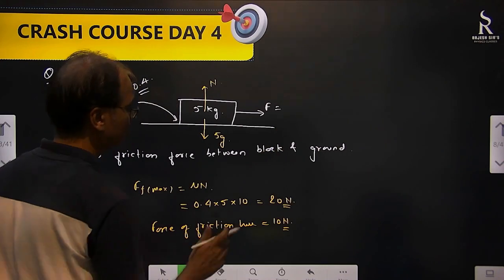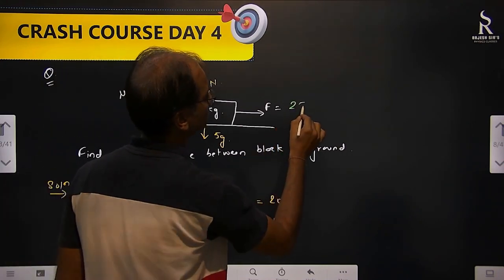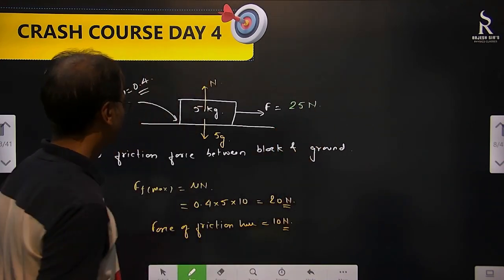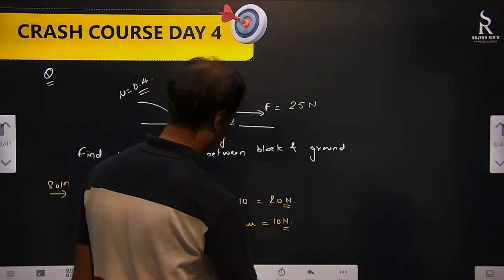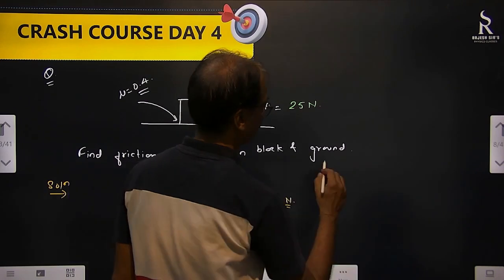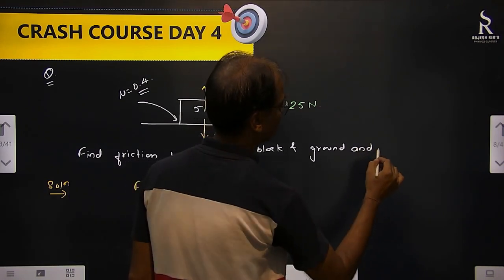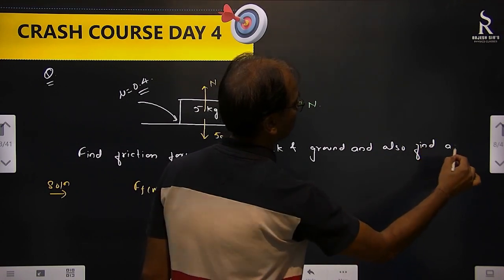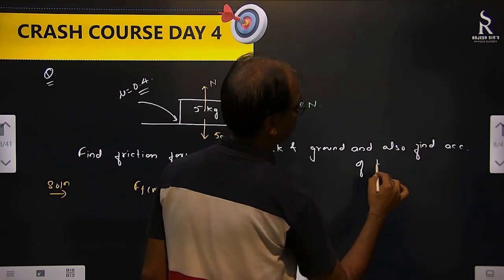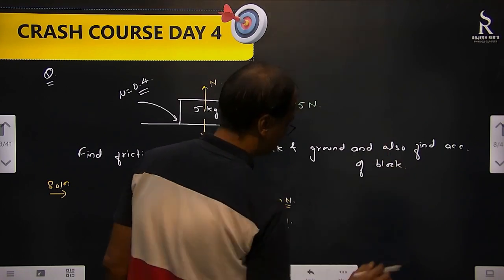Now suppose in place of this 10 I make it 25, and your question is: find the friction force between block and ground, and also find the acceleration of the block. Okay, what to do now?